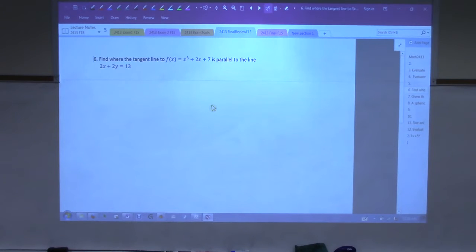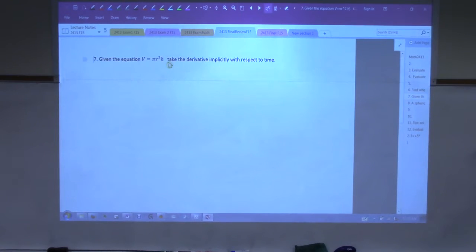It is tedious. Find where the tangent line to this curve is parallel to this line. And see, I don't say use the definition of the derivative here, which means you can use any method. So you just, well, again, we'll talk about it in more detail later.